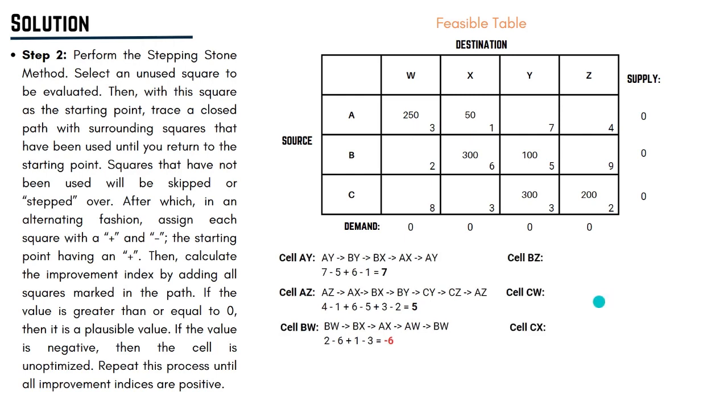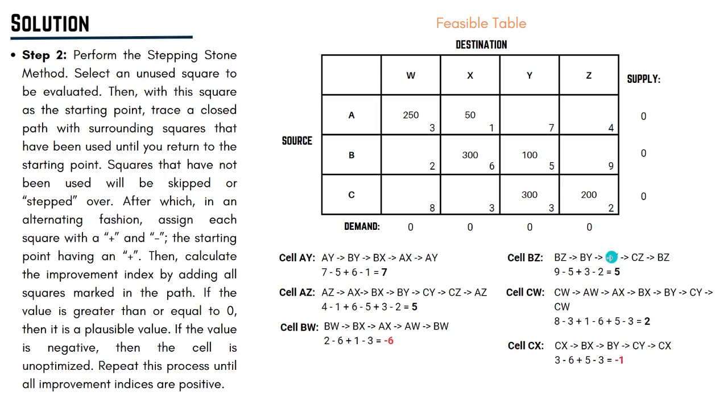Okay, let us first solve for cells BZ, CW, and CX. Now for cell BZ, again surrounding squares. So we have 9 minus 5 is 4, plus 3 is 7, minus 2 is 5. So BZ, BY, CY, CZ, BZ. Cell BZ is plausible. It has a positive improvement index.